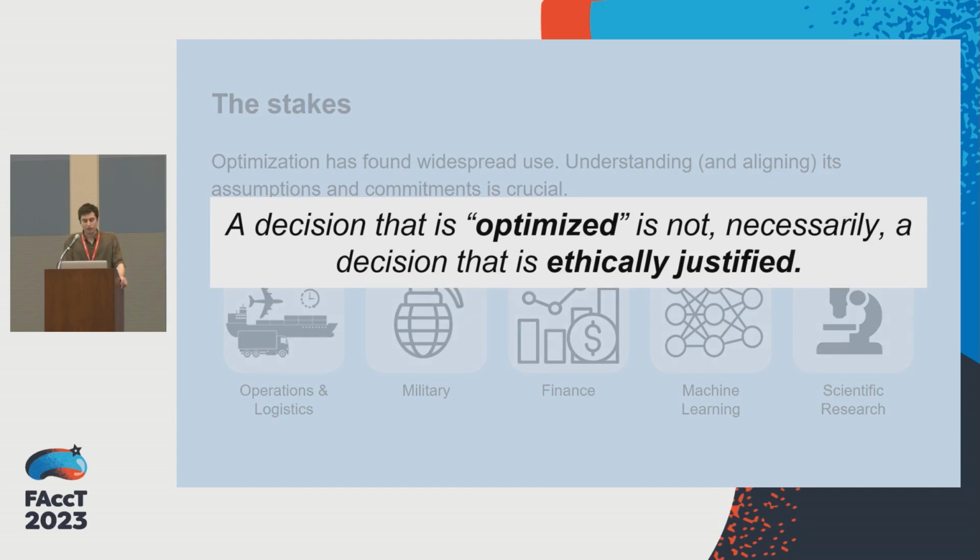So now I'll return to the general point. As optimization is used in these various domains, it is crucial to remember that a decision that is optimized is not necessarily a decision that is ethically justified. The use of optimization can make people assume that a decision is the best decision, all things considered. But this need not be the case. There are plenty of careless and neglectful and even malicious ways of using optimization. Assuming that optimal decisions are good decisions can lead to catastrophic uses of optimization in high-stakes decisions.